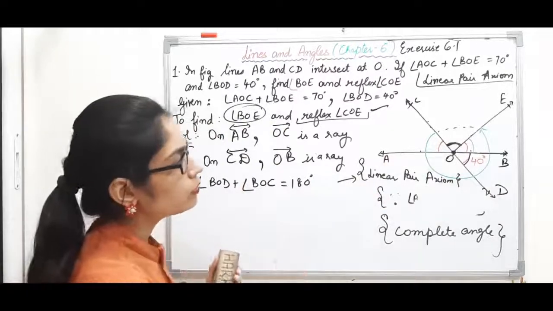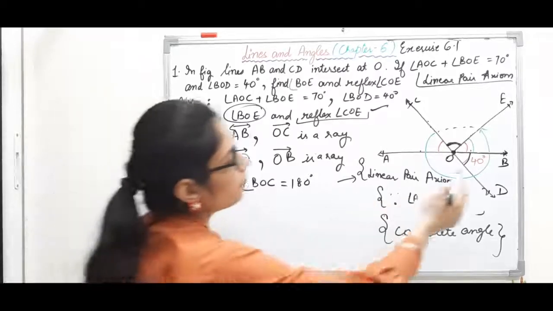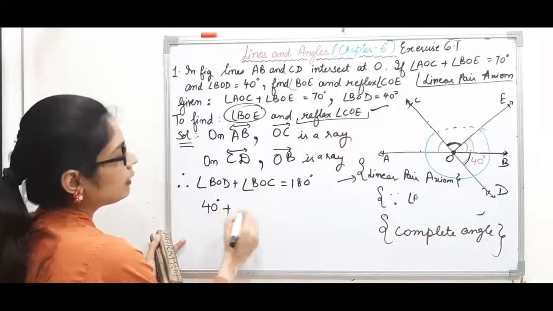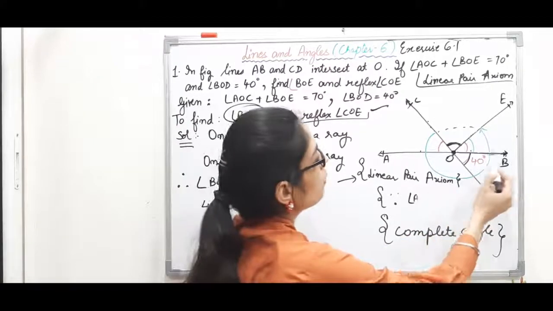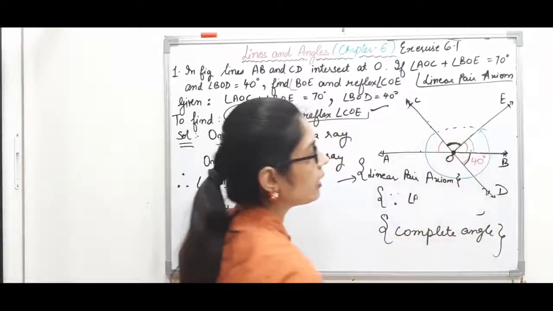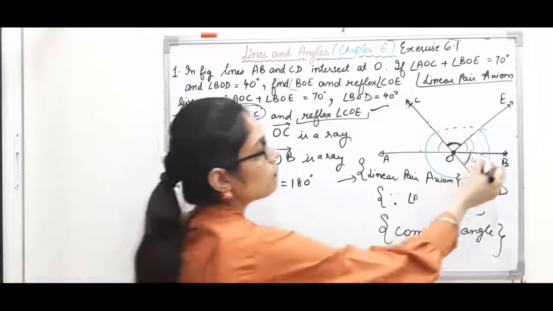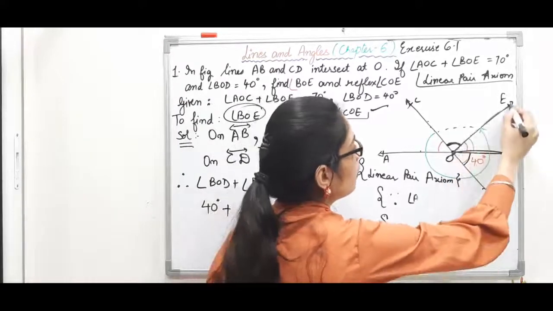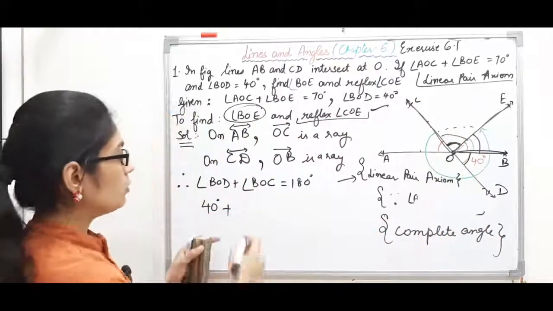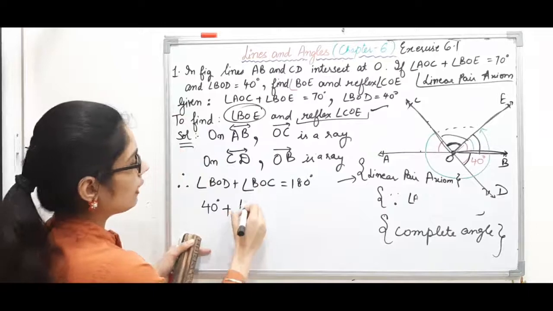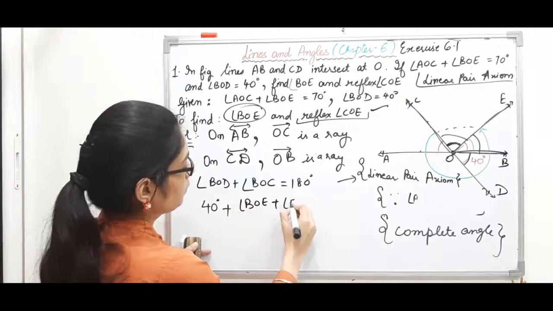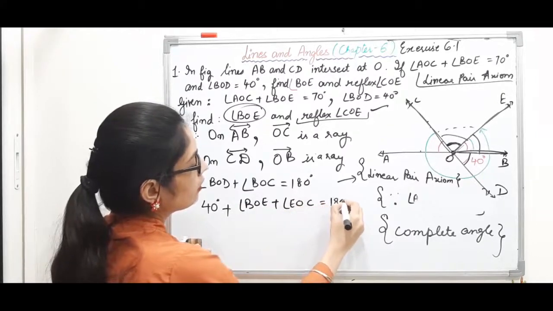So let's write the values now. BOD is equal to 40 degrees, so we can write the value of BOD directly. Now BOC, in a similar way to how we wrote it at the start of the question, BOC is this angle plus this angle. So in place of BOC we'll write angle BOE plus angle EOC is equal to 180 degrees.